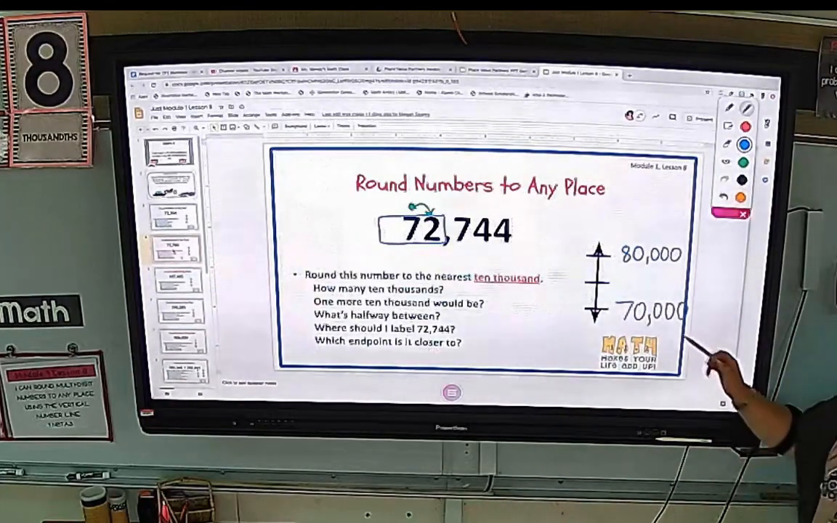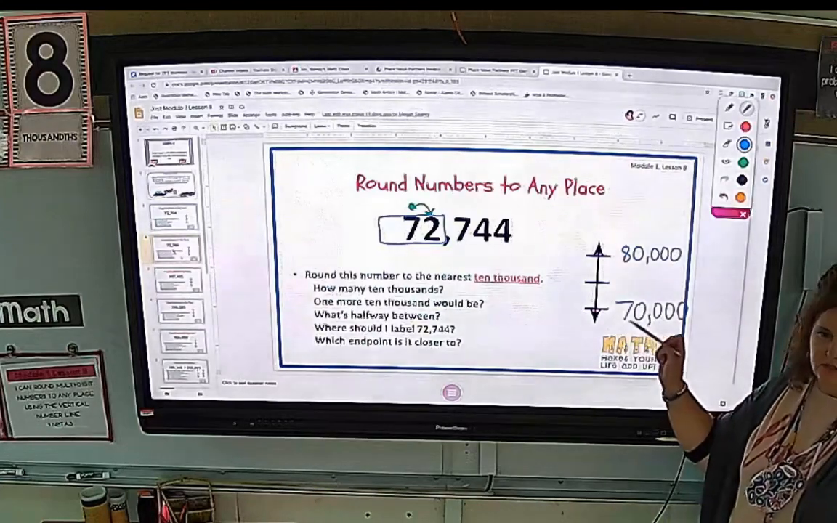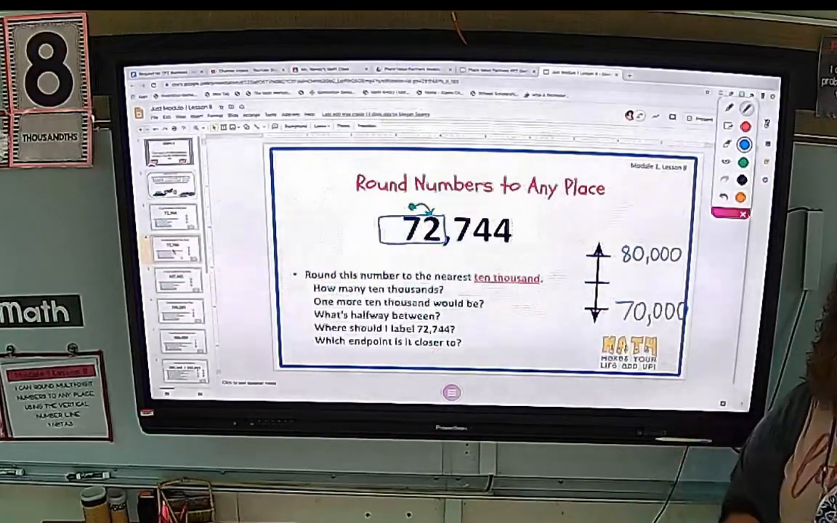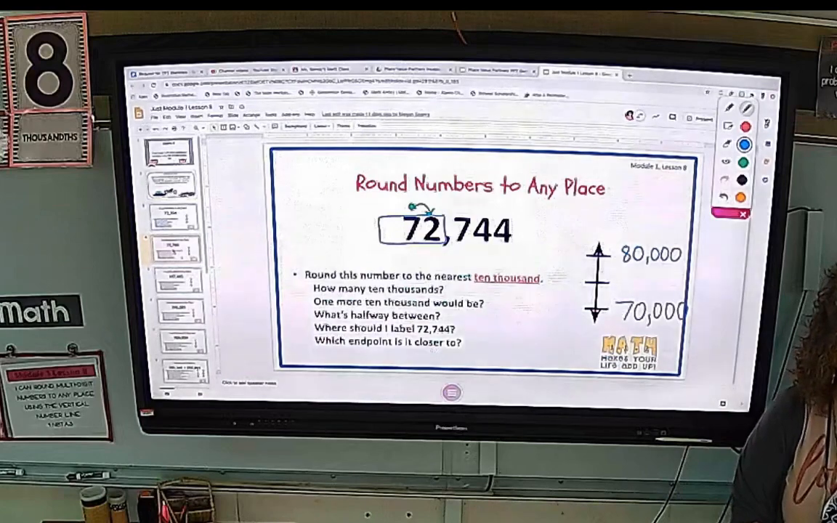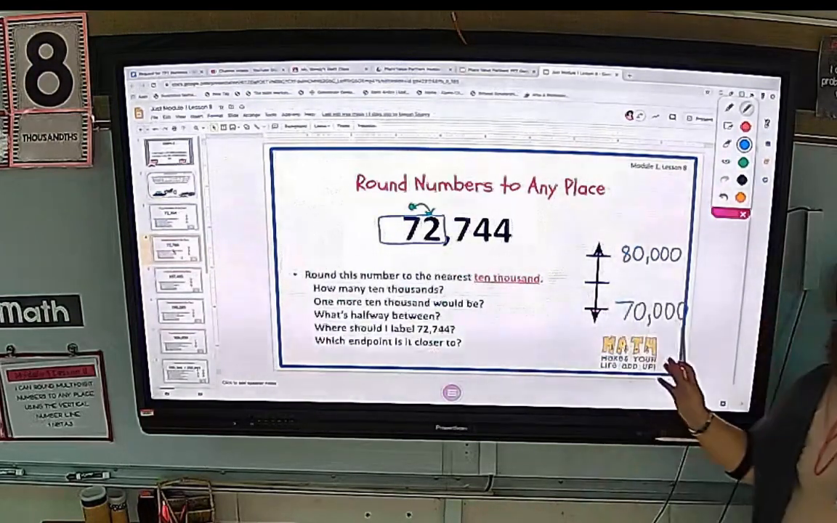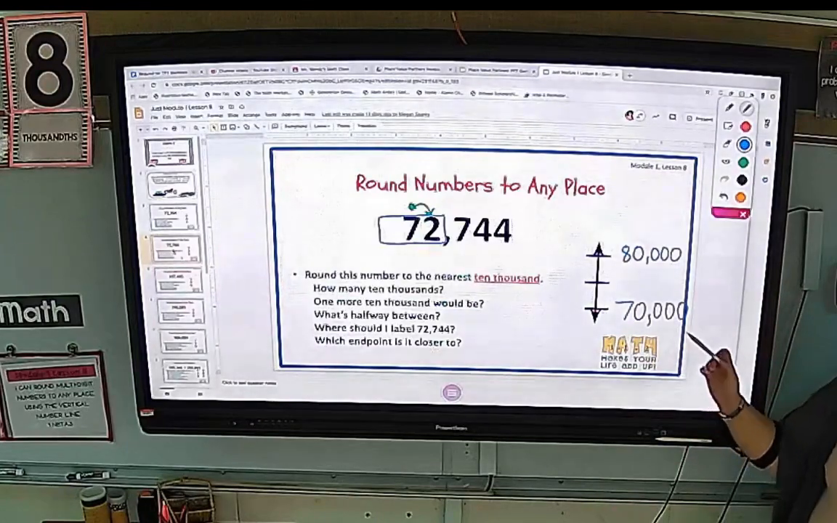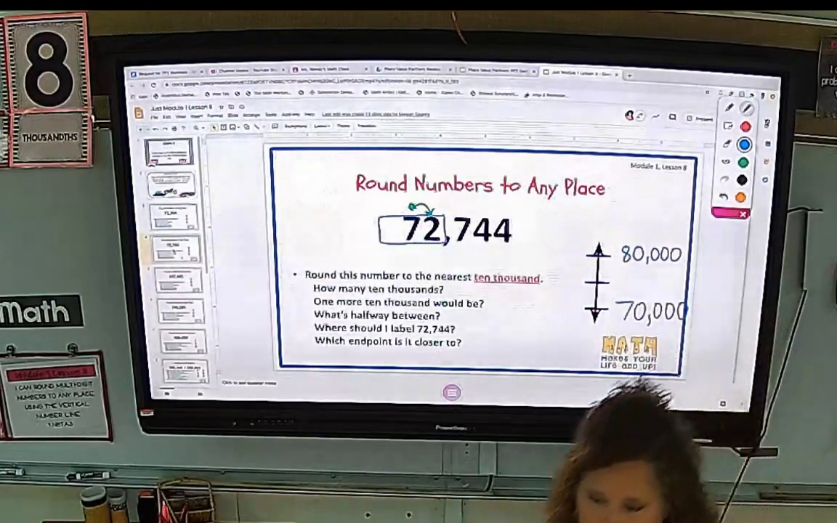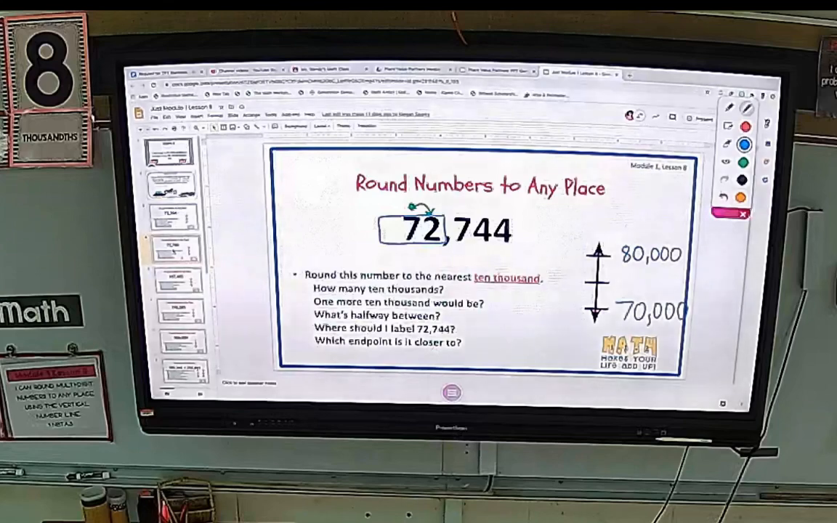Any questions why this is 70,000 and not 72,000? Yeah. Because it says round the number to the nearest 10,000. Yes, that is why it is there. I didn't know if I needed to explain that any further. Okay. So we put our number on the number line.